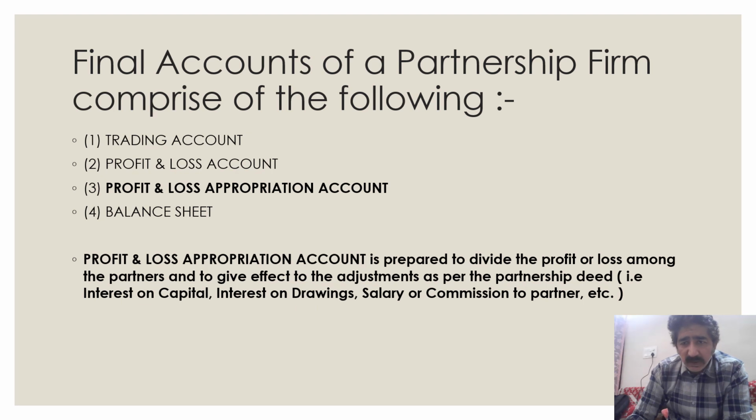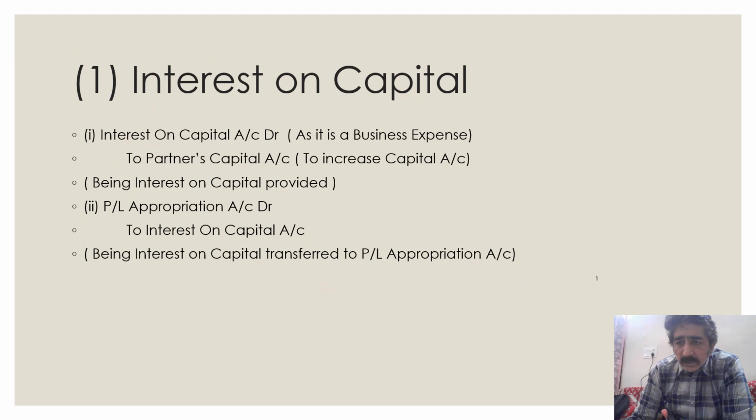That was about interest on capital, interest on drawings, salary or commission, etc. So as you can see at the bottom, after point number 4, after balance sheet, what have I written? I have given you the meaning of profit and loss appropriation account. So profit and loss appropriation account is prepared to divide the profit or loss among the partners and to give effect to the adjustments as per the partnership deed, which I just mentioned, in brackets I mentioned, that is interest on capital, interest on drawings, salary or commission to a partner. Okay, let's proceed with the next slide.